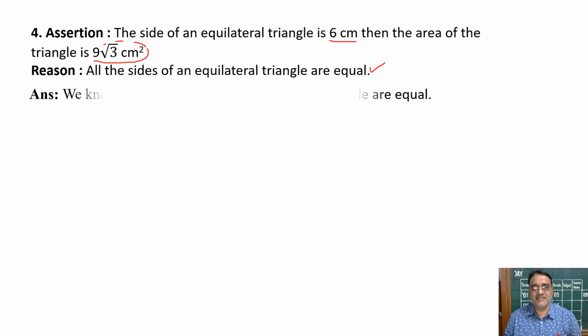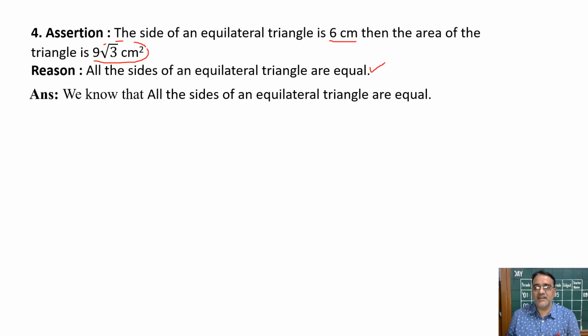Yes, sir. Yes. We know that all the sides of an equilateral triangle are equal. So the reason is correct. But do we need the reason in the assertion? No, sir. No. We will not use the reason in that assertion. So definitely, the reason is not the correct explanation for the assertion. Now we have to check for the assertion. We know that the perimeter of an equilateral triangle is 3a, that is 3 into side, and the side is given as 6 centimeter, so 3 into 6 will be 18, right?